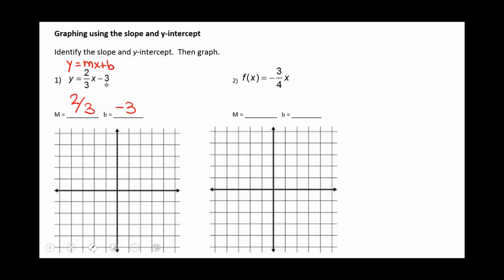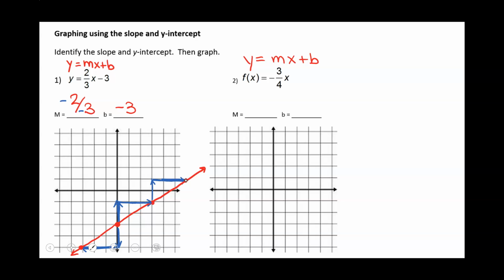So to graph, I'm going to start at the y-intercept. So I'm going to start at -3. And then my slope is rise over run. So I'm going to rise 2 and run 3. And then I can connect those values and I'll have my graph. Look at another one of those.